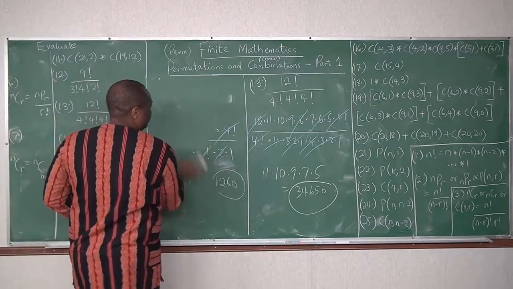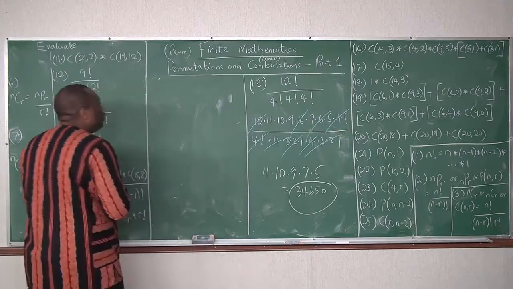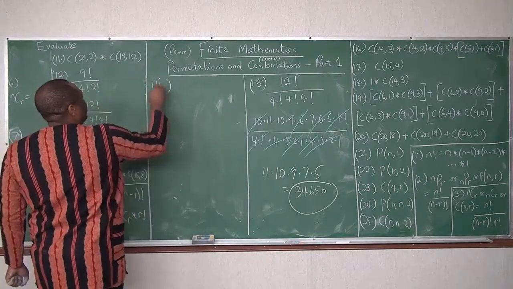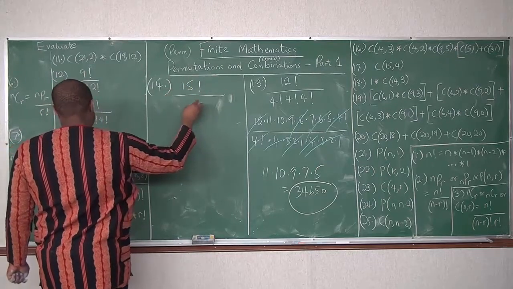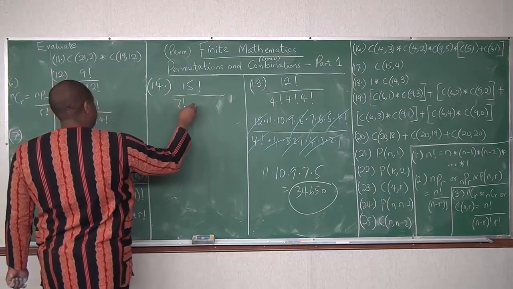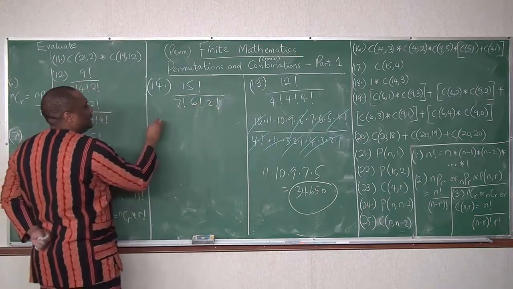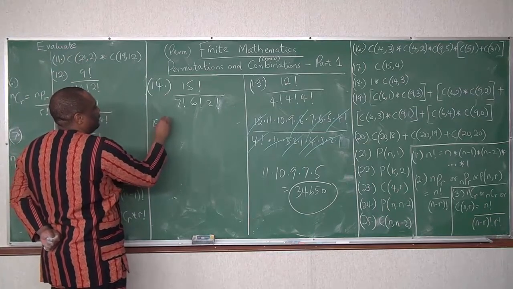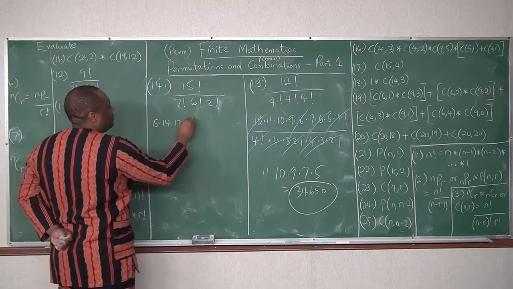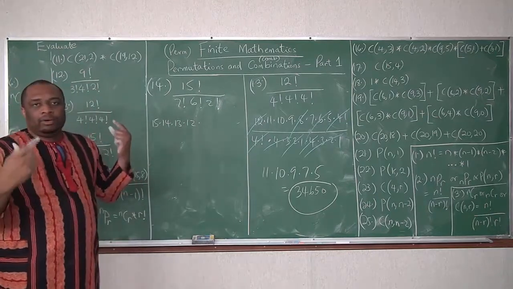Question 14. We are getting there. Question 14, we have 15 factorial over 7 factorial, 6 factorial, 2 factorial. So we stop at 7 because that's the highest. 15 times 14 times 13 times 12.